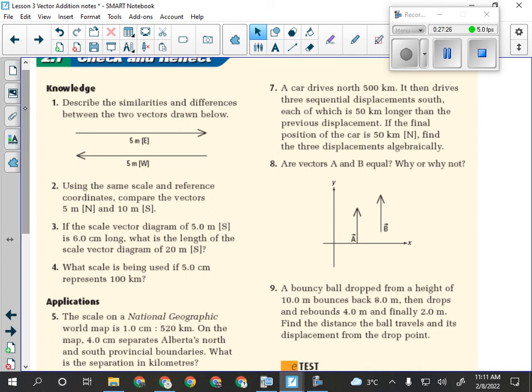A car drives north 500 kilometers, and then it drives 3 sequential displacements south, each of which is 50 kilometers longer than the previous displacement. The final position of the car is 50 kilometers north. Find the 3 displacements. So find the length of each part of the return trip.